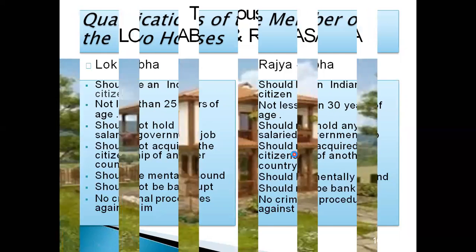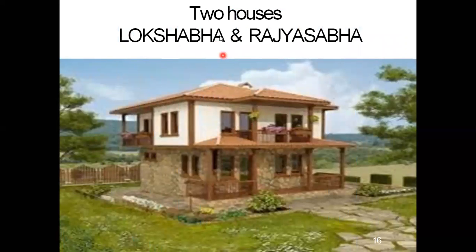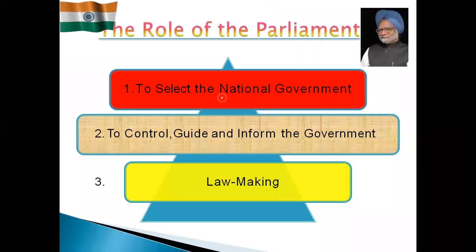See, what are the qualifications of the Lok Sabha member and the Rajya Sabha member? These are the two houses, the Lok Sabha and Rajya Sabha. Lok Sabha is the lower house, Rajya Sabha is the upper house. Lok Sabha is the temporary house, Rajya Sabha is the permanent house. Lok Sabha is the house of people, Rajya Sabha is the house of elders. The supreme commander of Lok Sabha is the Speaker, and of Rajya Sabha the Vice president. This is the difference between Lok Sabha and Rajya Sabha.